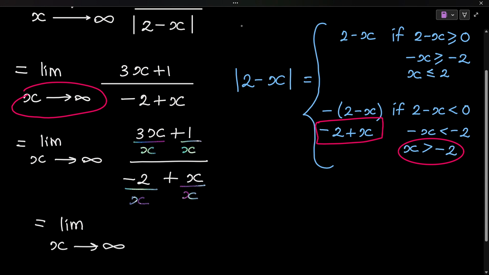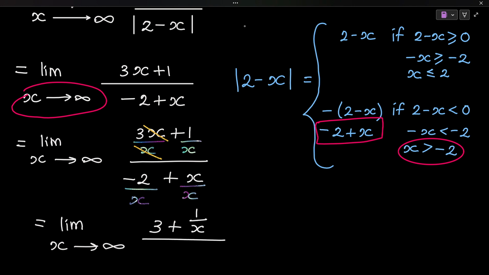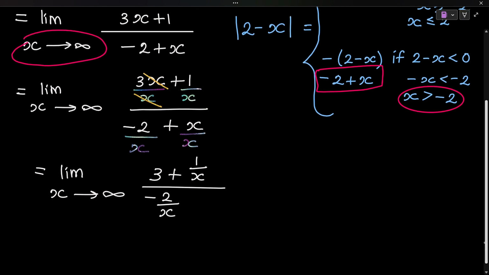Now, at this point, we are going to simplify. In the numerator, notice that our first term has 3x over x. Here the x's can cancel out. We are left with 3. The second term, we have 1 over x. In the denominator, we've got negative 2 over x. And in the second term, the x's cancel out. So we have plus 1.